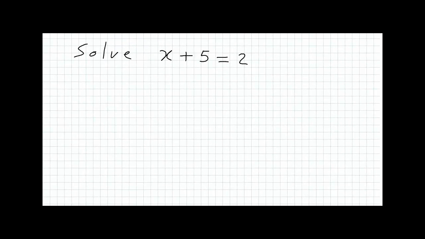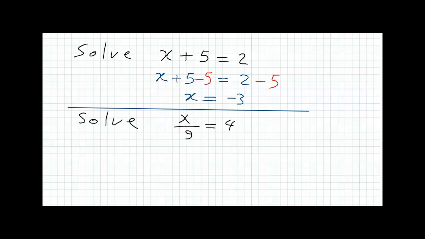x plus 5 is equal to 2. To solve this equation, you need to undo the addition operation here with 5, so you need to add -5 to both sides. So x is isolated and it is equal to 2 minus 5, which is -3.